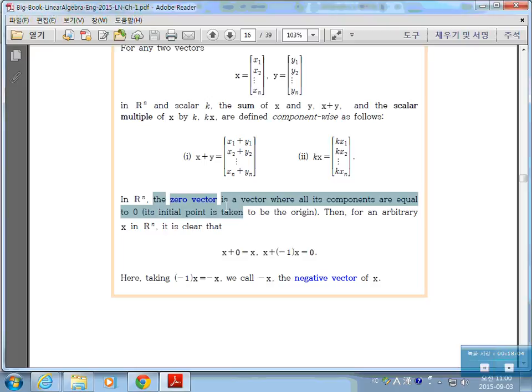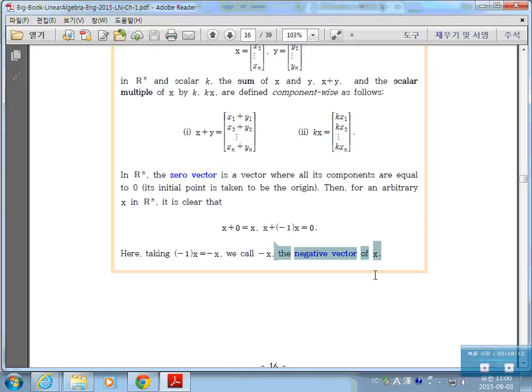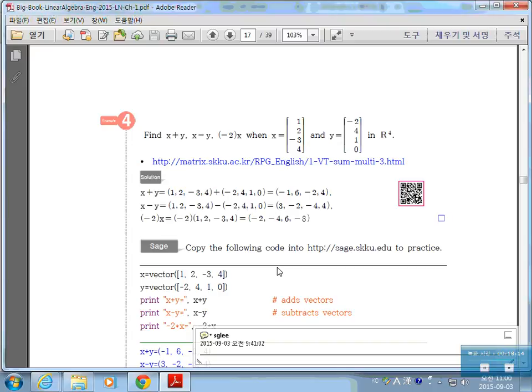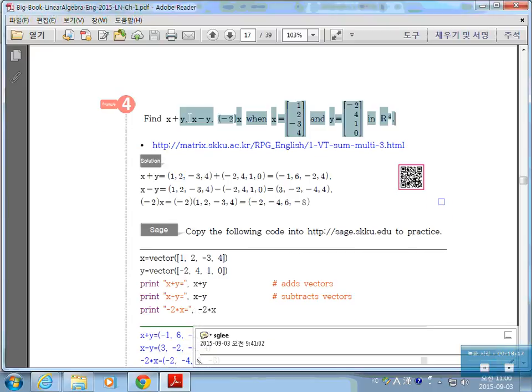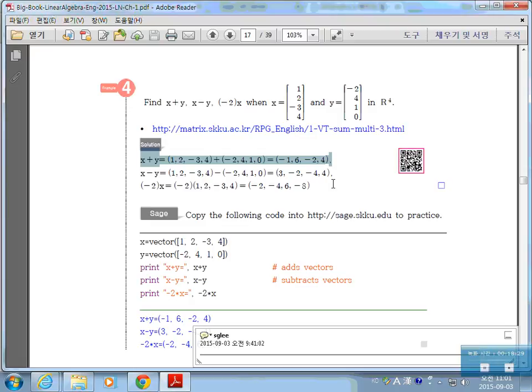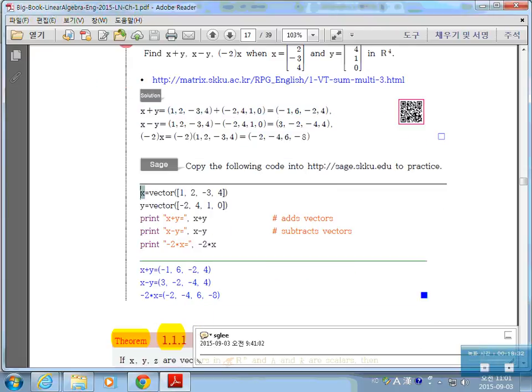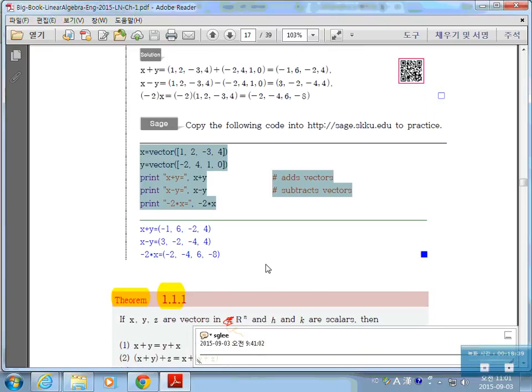The zero vector has a property that you are already familiar with, and the negative vector is defined similarly. With two vectors in R4, we can compute the vector addition and scalar multiplication without much difficulty, because all we have to do is do the computation component-wise. Those computations can be done not only by hand, but also by using computational tools.